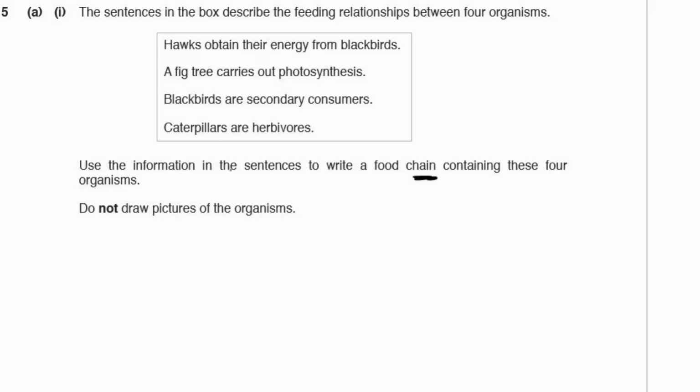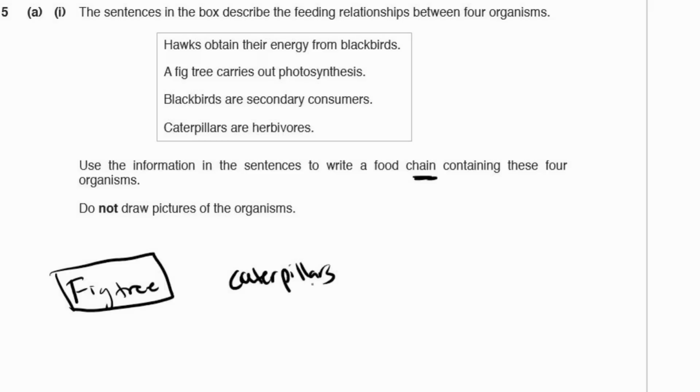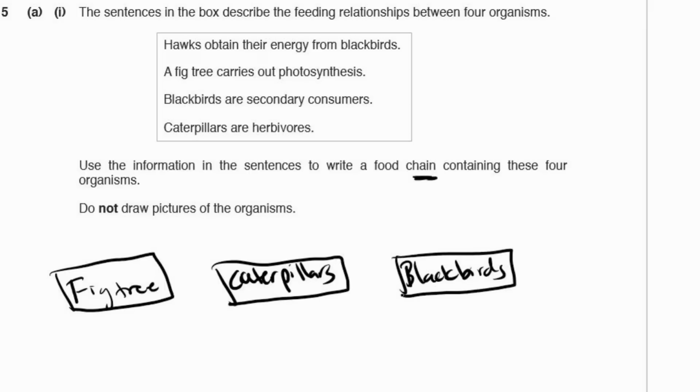Okay, so first of all, we have to start out with the thing that photosynthesizes. So that is a fig tree. All right. Then the next thing along is a thing that eats a fig tree, and caterpillars are herbivores. So writing caterpillars. All right. Then the next thing that eats the caterpillars, blackbirds are secondary consumers. That means they eat the herbivores. All right. And finally, hawks obtain their energy from blackbirds. They eat the blackbirds. So we could say hawks.